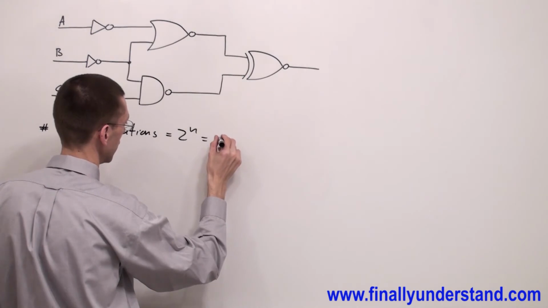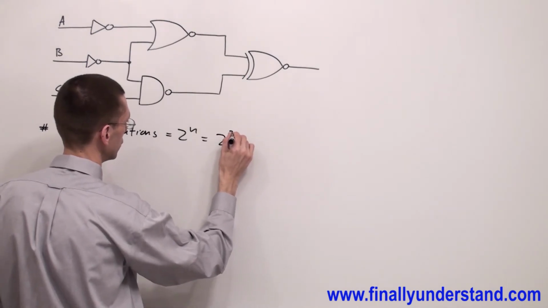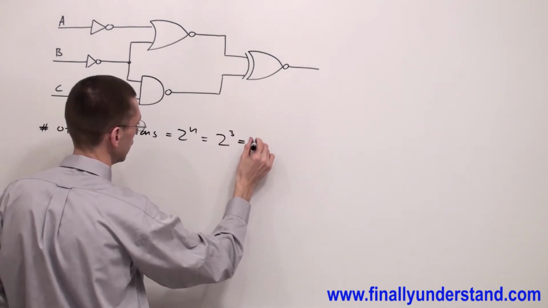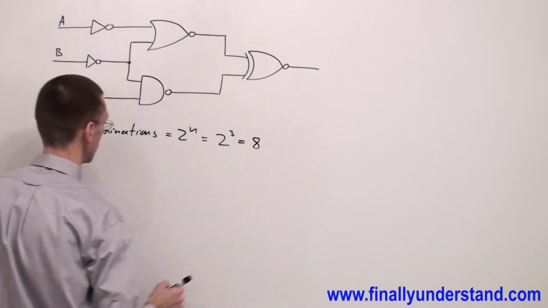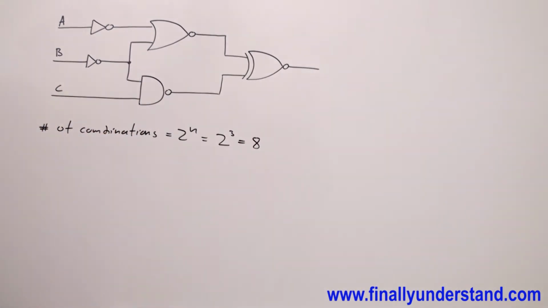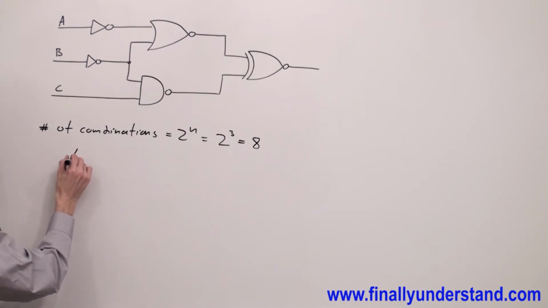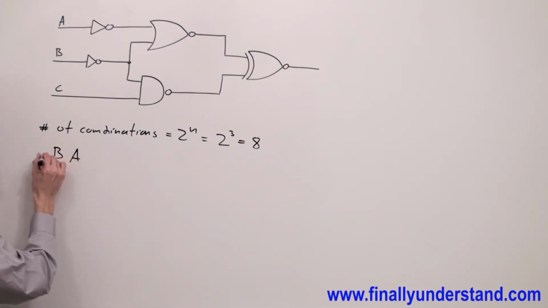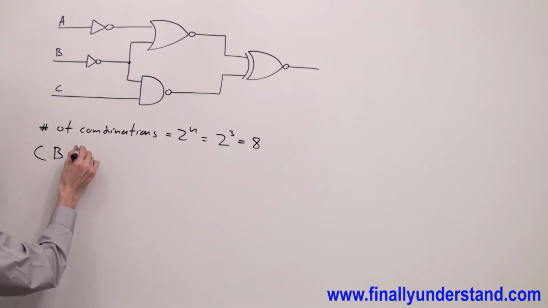We have 3 of them, A, B, C. 2 to the 3rd power is equal to 8. We have 8 different combinations which can be applied to these inputs. That's why I'm going to write A, B, C. Remember, A is my least significant bit.